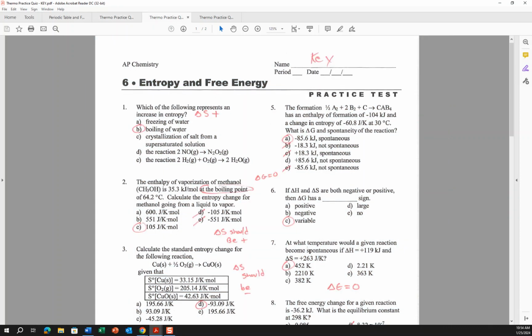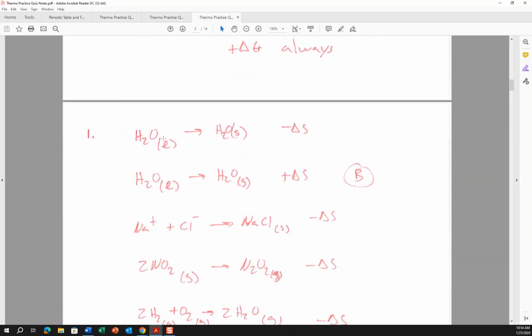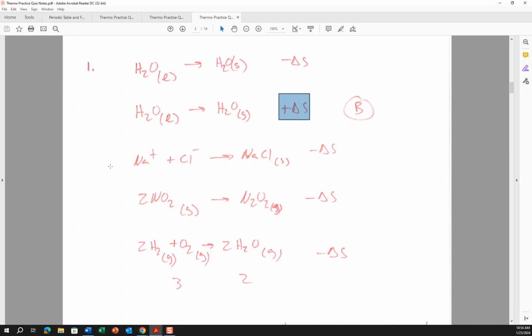All right, so question number 1, it says, which of the following represents an increase in entropy? So we're looking for an increase in delta S, so a positive delta S, which means an increase in randomness or disorder. So the products have to be more random than the reactants. That's what we're looking for. So if we look at my notes, I'm going through each process. So liquid to solid, that's going to be more ordered, so that would be a negative delta S. Liquid to gas, gas particles are more disordered than liquid particles, so that would be a positive delta S.